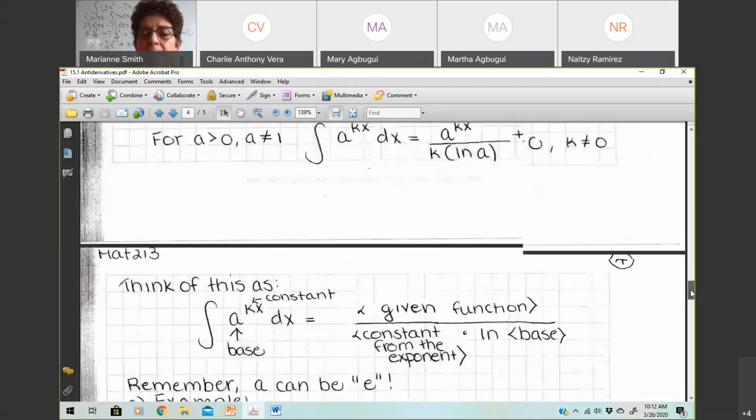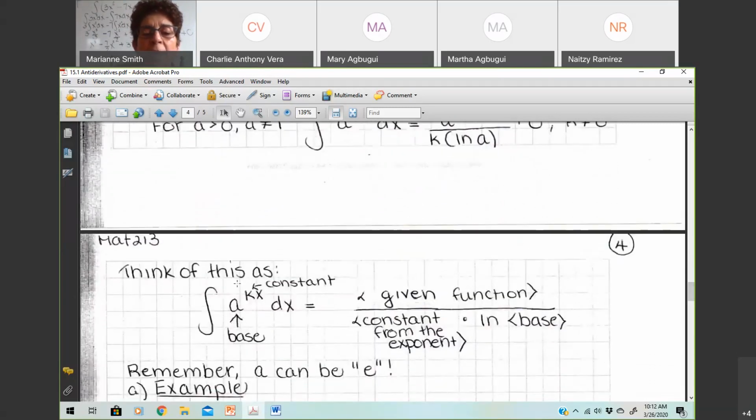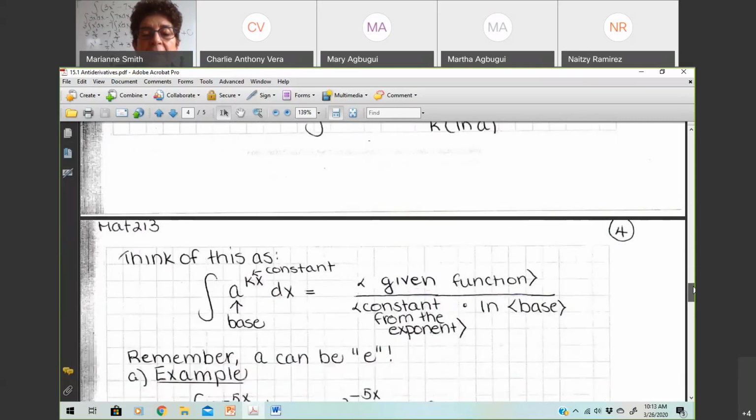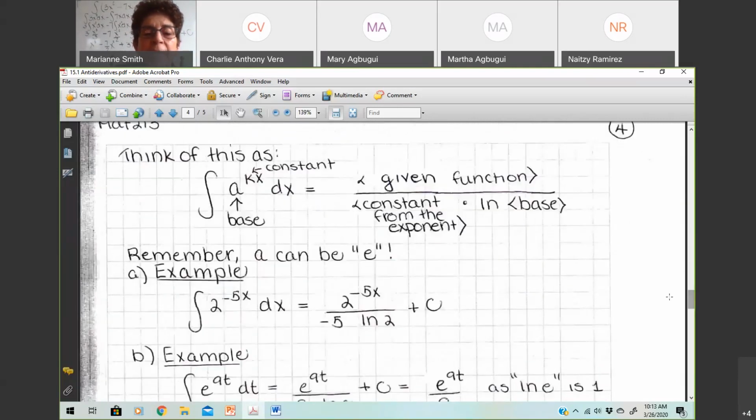Okay, so here's the overall pattern I'm showing you. The integral of some base to a constant times x is the given function up here, which is a to the kx, constant from the exponent, which you can think of as the derivative of the exponent, okay? And then ln of the base here. That's the pattern. Okay, a can also be e. I said that already.